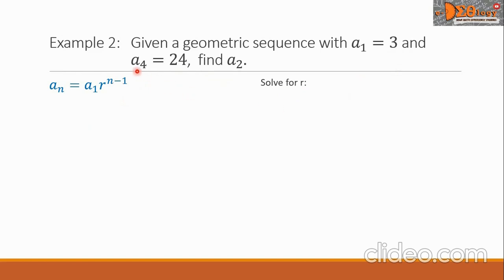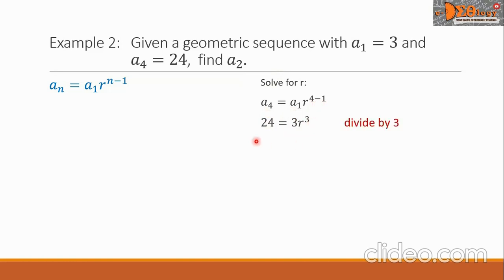Using the given a sub 4 equals 24, let us first write a sub 4 with regard to our general term formula. It means a sub 4 equals a sub 1 times the ratio raised to 4 minus 1. We will substitute the a sub 4 value as 24 and a sub 1 as 3 respectively, as given in our problem here. And for the r, that is raised to 4 minus 1, which is 3.